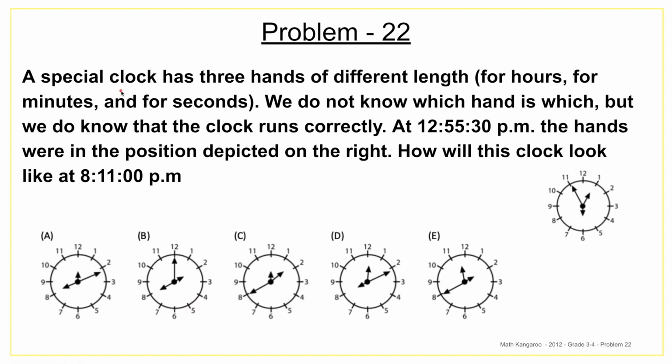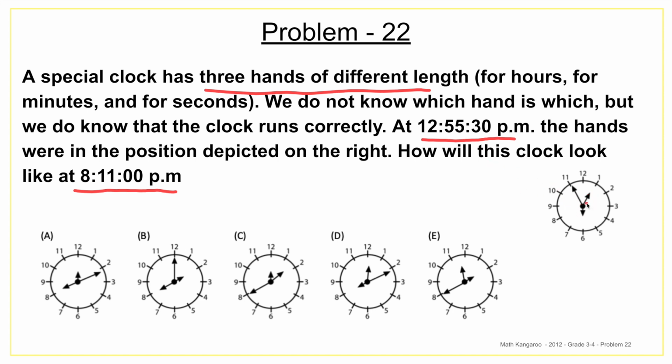Problem 22. A special clock has 3 hands of different lengths for hours, for minutes, and for seconds. We do not know which hand is which, but we do know that the clock runs correctly. At 12:55:30 p.m., the hands were in the position depicted on the right. How will this clock look at 8:11:00 p.m.? So we don't know the hands, but we have been given the time. So based on the time, we can determine what these hands are.